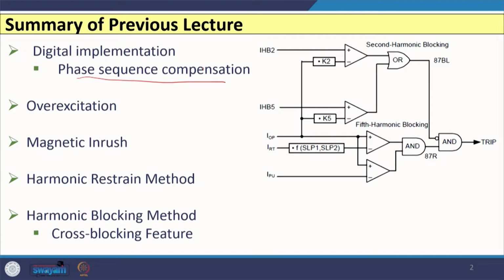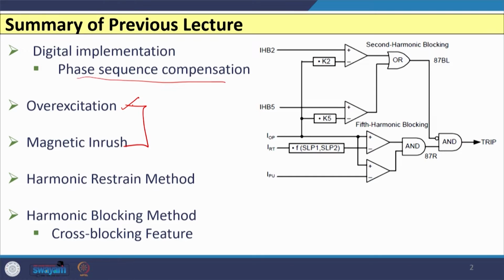After that we have discussed two important problems because of which the digital differential relay performance may be affected. The first one is the overexcitation. So, when there is an increase in voltage and reduction in frequency, then the overexcitation condition occurs, and because of the flow of spill current the differential relay may maloperate.